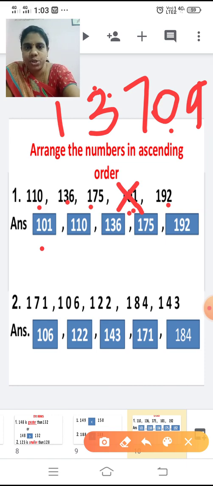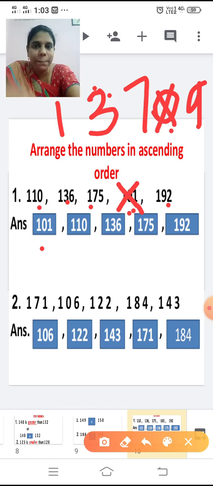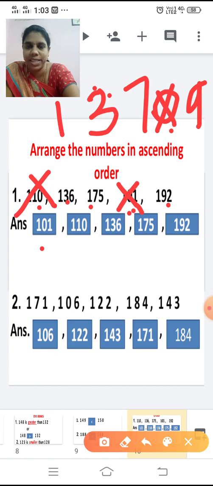110, 130. So I am striking 0. Now compare which is smaller. 1, right? So 110. See, 110 is the smallest. Next one. So write 110. First is 101, then 110.